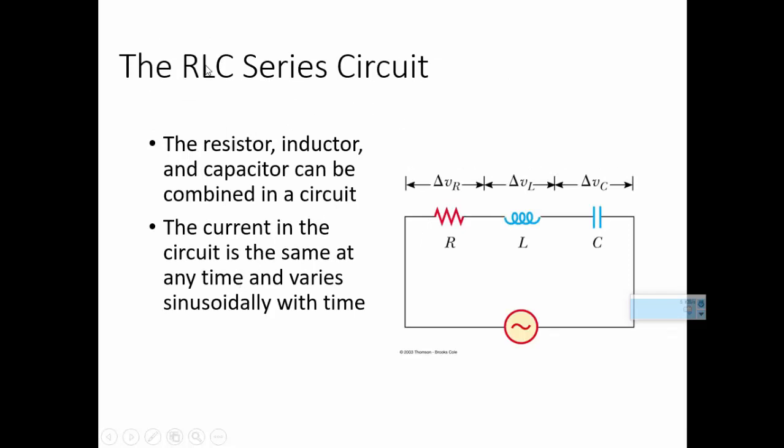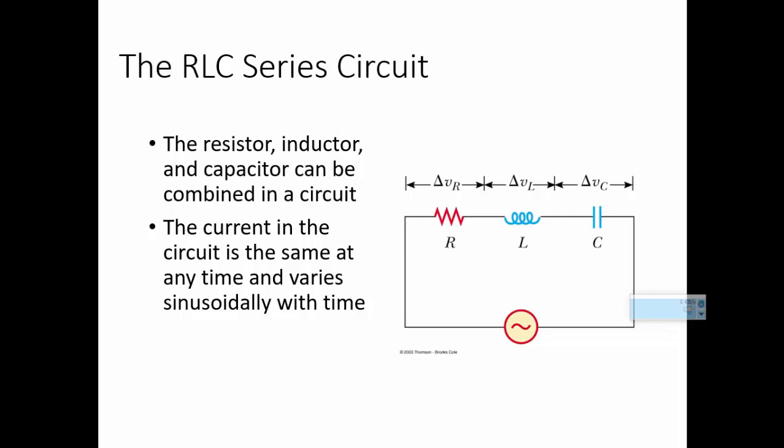Now let's discuss a bit about the RLC circuit. Guys, we've been talking about the C, the L and the R, and you haven't seen them, but these are the symbols. You can see here there's a resistor, an inductor, and a capacitor. So now, for the RLC series circuit, the resistor, the inductor, and the capacitor can be combined in a circuit.